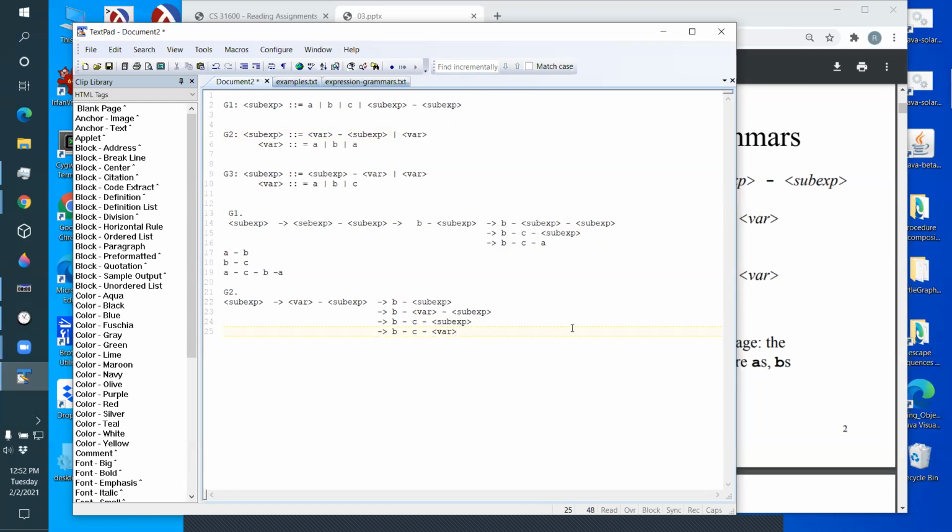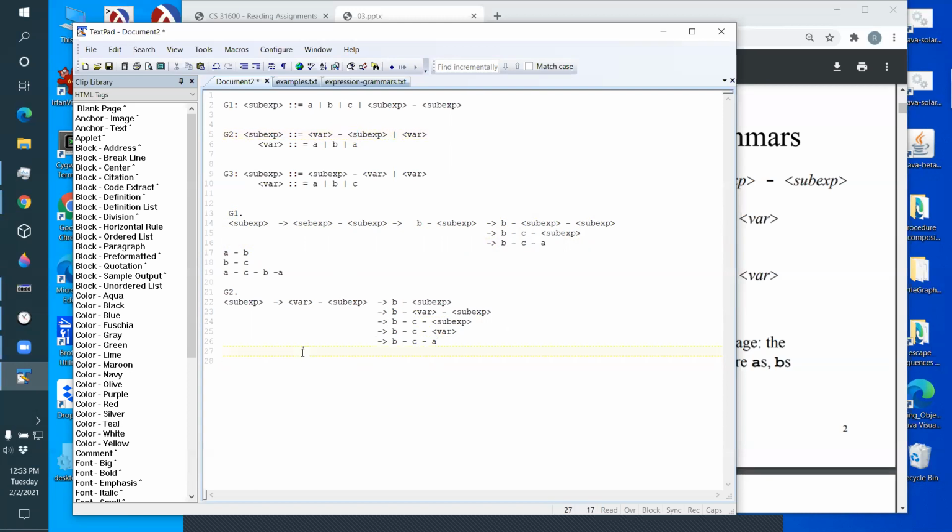I'll go ahead and expand that one into a var, and then I get the same thing, B minus C minus A. Notice that I ended up with the same string as before, but with a different derivation. If you play around with it, you'll see that you can't generate anything different with G2 than you can with G1. It's still going to give you letter minus. Then this thing will turn either into a letter or a letter minus.